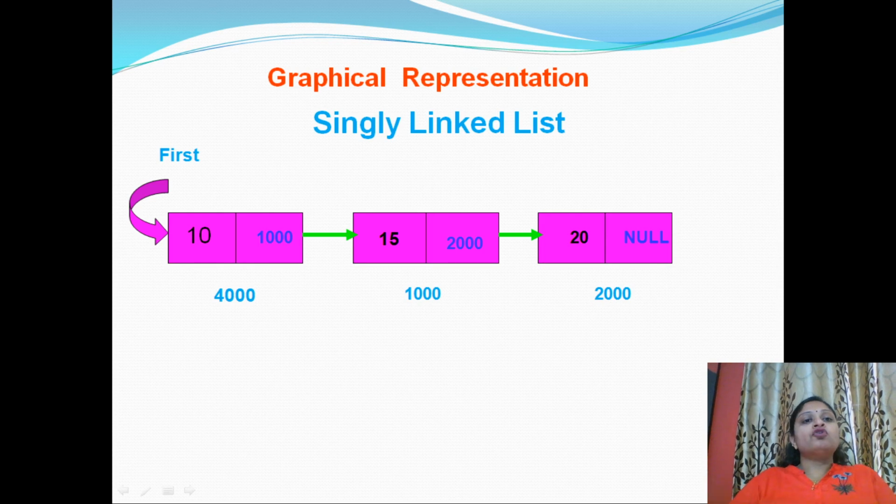First, what is the address of the first node? Below here the address of this particular node is mentioned. The address of the first node is 4000. So this particular node is stored at this memory location. Since it is a non-continuous memory location, the first node can be stored at memory address 4000, the second node can be stored at memory address 1000, and the third node can be stored at 2000.